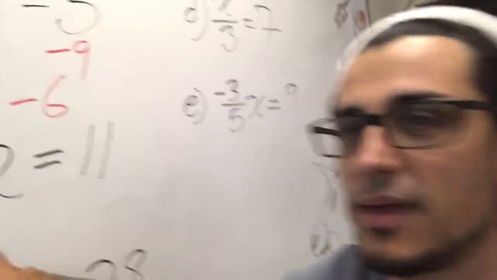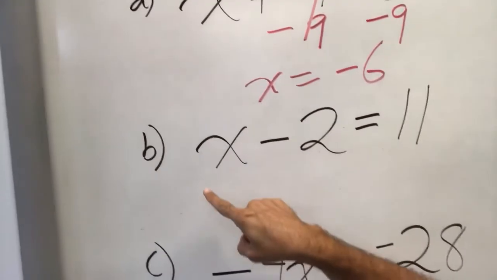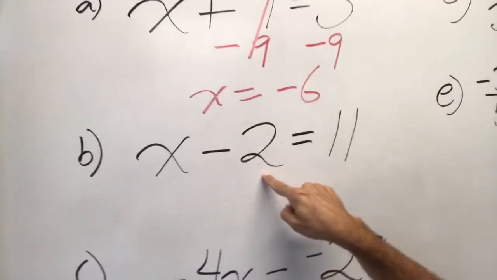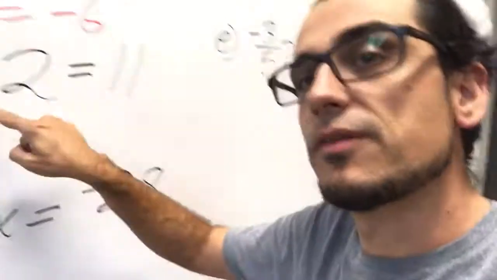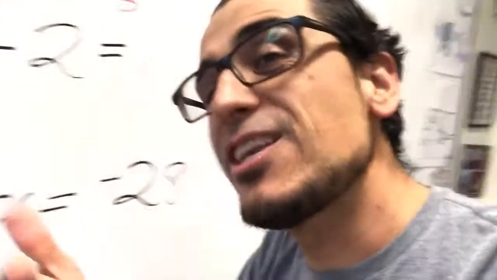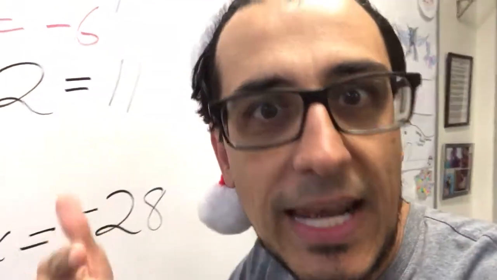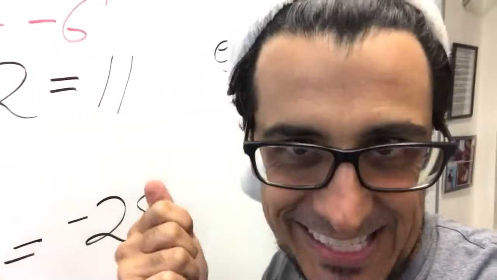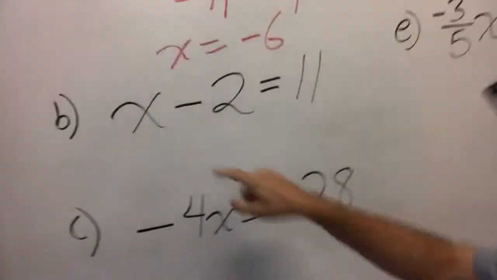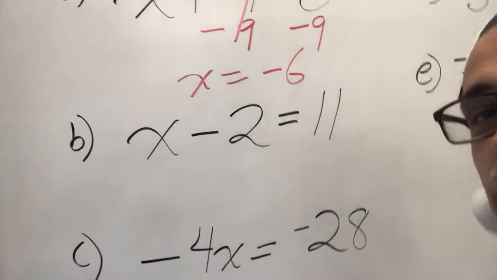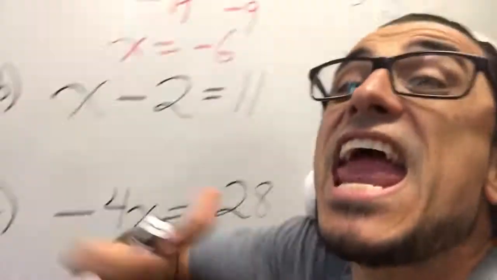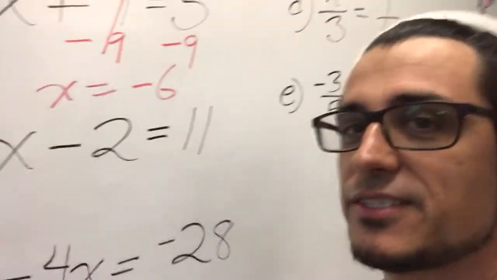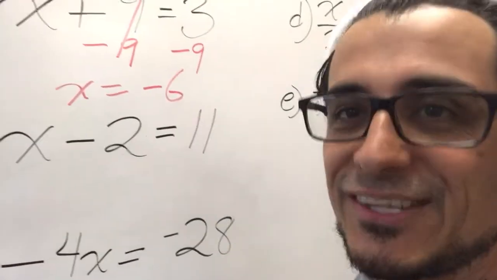So the next one we have is letter B, and letter B in this case is x minus 2 is equal to 11. Again, you could guess and check, but I'm not really interested in that. I want you to know, not guess. Show your work. So here we go. What's the opposite of subtracting 2? What's the inverse operation of subtracting 2? Well, it's adding 2. That's right.